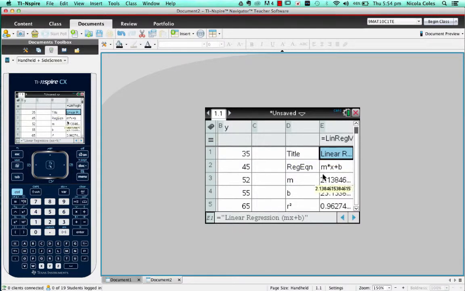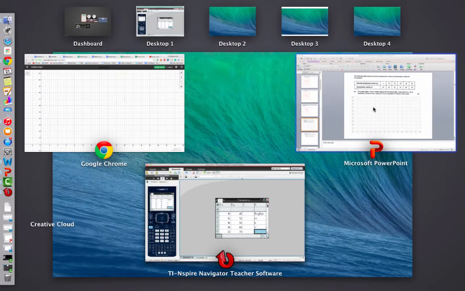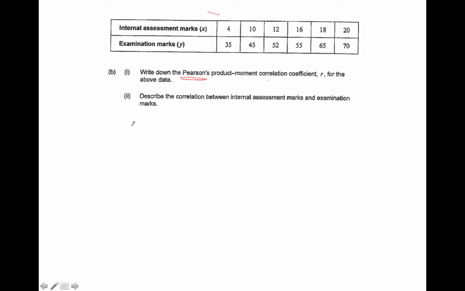So here, linear regression in the form mx plus b. The value of m, we'll need this in a second, we'll come back to this. The value of m, the value of b, the value of r squared, which we're not interested in, and the value of r. The r value here, this is your Pearson's product moment correlation coefficient. So this is the number that you need to be writing down. So let's just go back here a second. The r value to 3 significant figures was 0.981. So just remember that process, please, because it's not tricky, you just need to know how to do it.